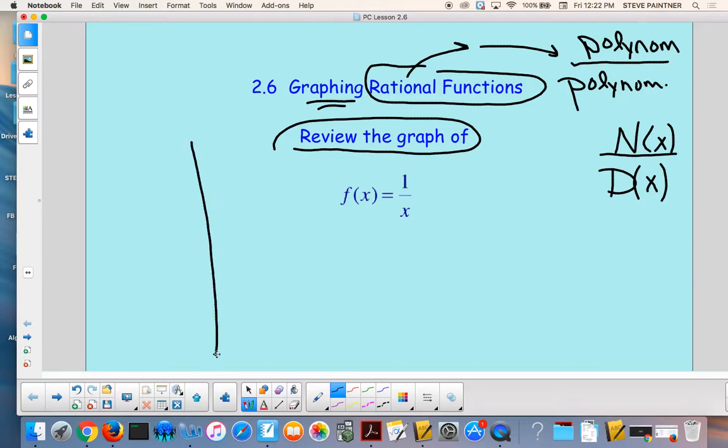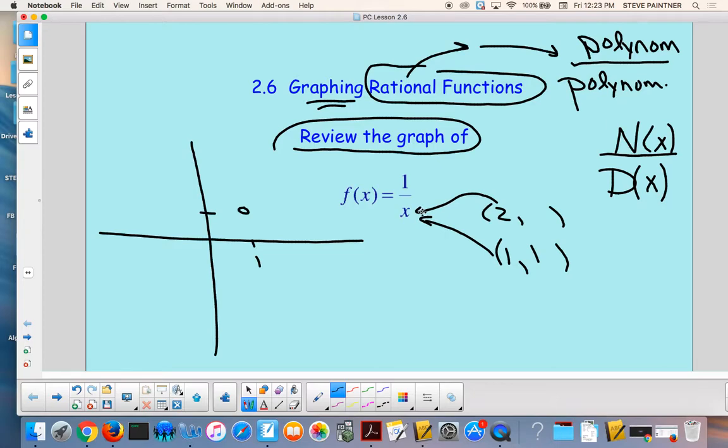Now, let's try this. Let's just see what happens. If you want to know what it looks like, you just have to put numbers in. So if you put a number in like, let's say, 1, what do you get? 1 goes in, 1 comes out. Okay, so 1, 1. If you put a 2 in, you get 1/2. Okay, so 2 goes in, half comes out. If you put a 3 in, what would you get? 1 over 3, 1/3. Is this ringing a bell?